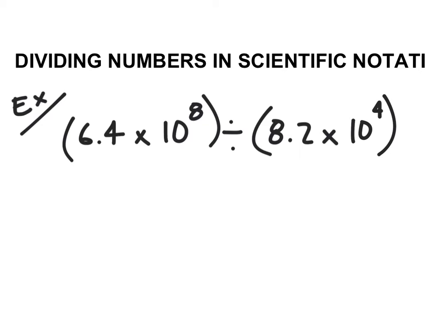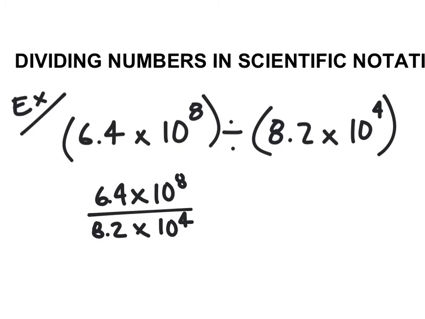Okay, so what I want to do is first write it out as a fraction. You can write it out like this if you want, but let's write it as 6.4 times 10 to the 8th divided by 8.2 times 10 to the 4th. The first thing I want to do is divide my numbers here. So I'm going to do 6.4 divided by 8.2, and that's going to give me 0.78. I'm using a calculator to do a lot of this math.